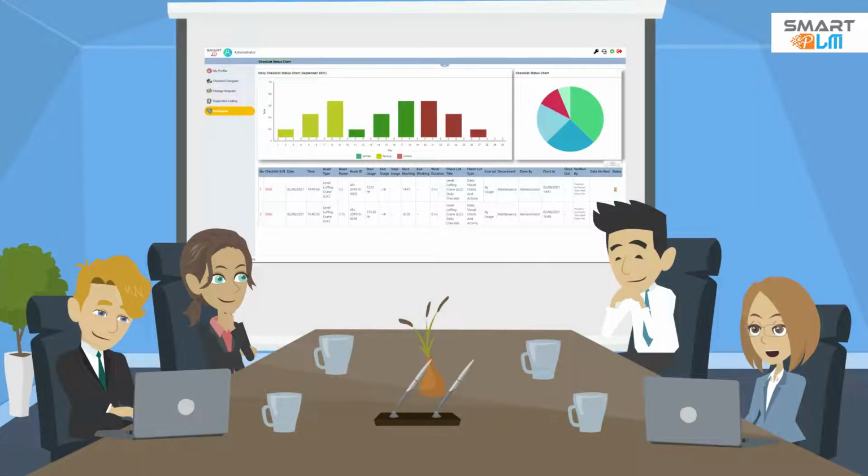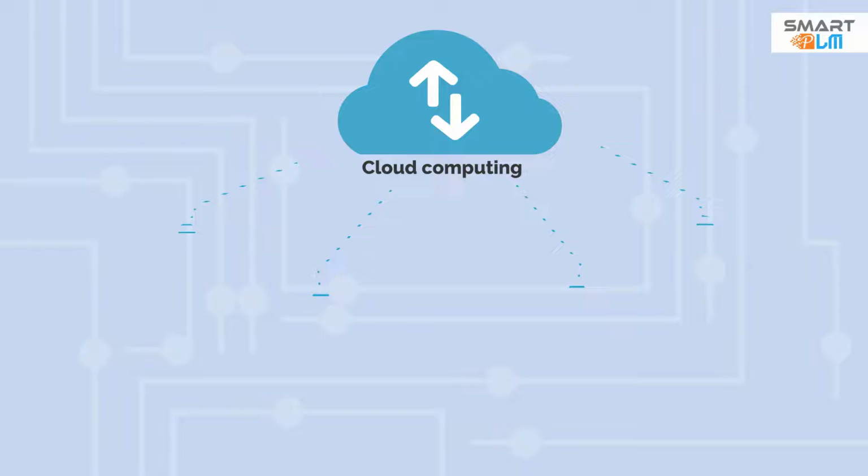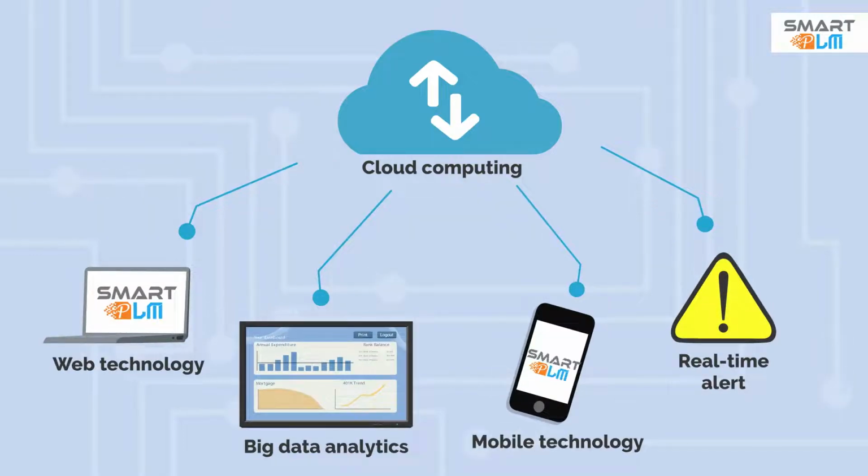Smart PLM has a real-time interactive dashboard which provides management instant information on the entire product lifecycle operation. This enables management to take quick action if abnormality is detected. Smart PLM involves cloud computing technology, web technology, real-time alert, big data analytics and mobile technology.